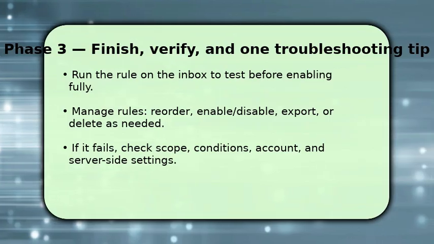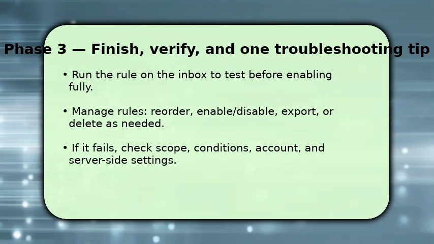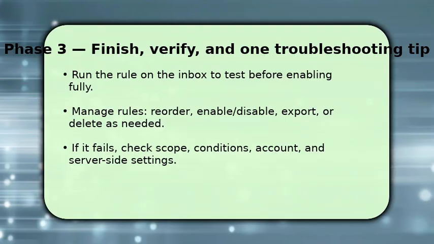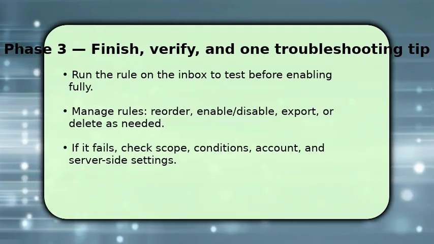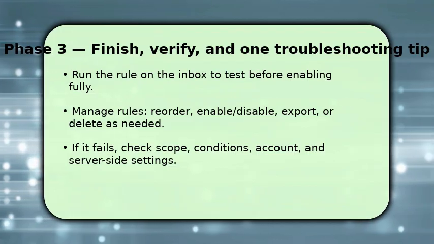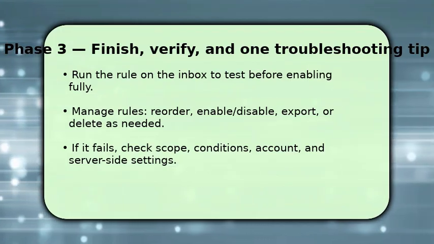If things go wrong, look at scope, local versus server, verify conditions and account selection, and check for conflicting rules that stop execution. Make incremental fixes and retest immediately.